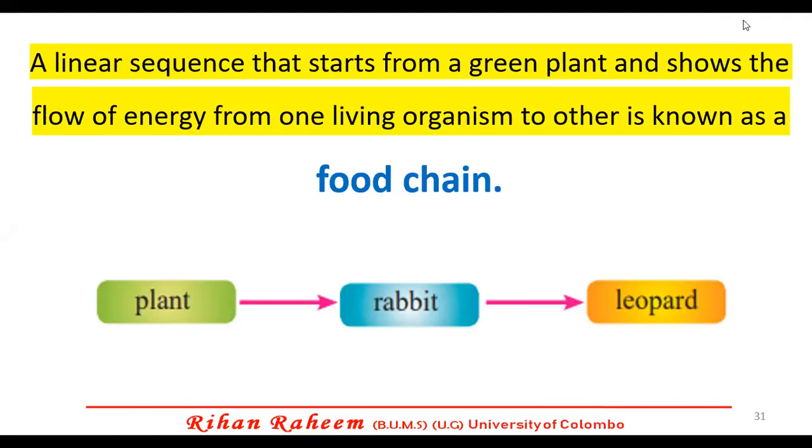Okay, then there is another definition. Please write it down. A linear sequence. Linear means straight. Sequence means one after the other. A linear sequence that starts from a green plant and shows the flow of energy from one living organism to another is known as a food chain. Please write this definition down. You have to memorize this also.